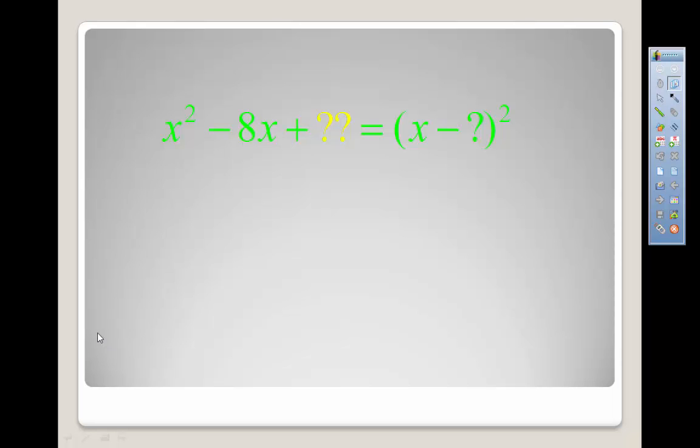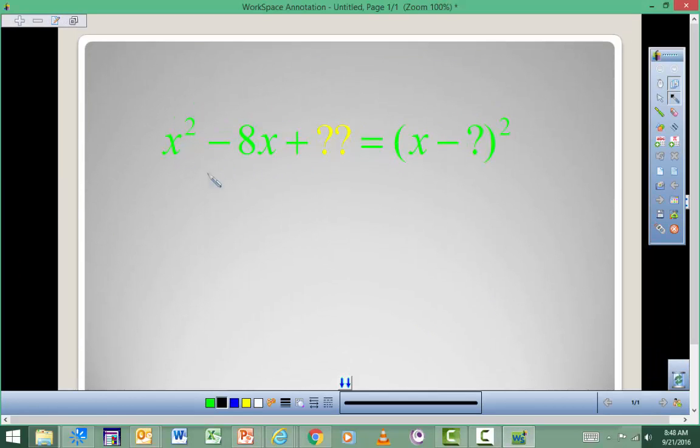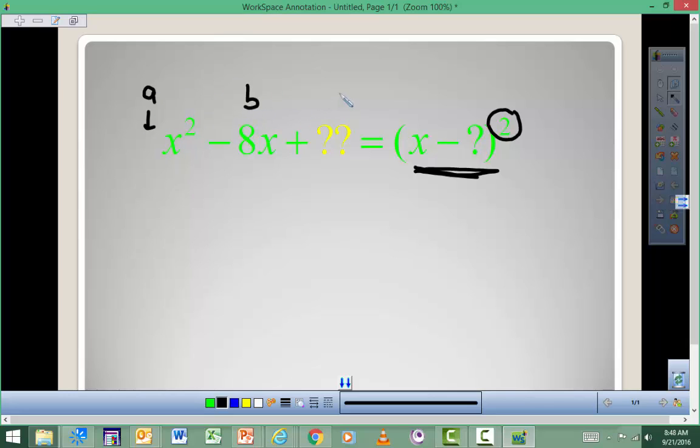Everybody see that? So completing the square means a number is missing. There's a number that's missing in the trinomial that makes this a perfect square. You see, by perfect square we mean that the exponent is a 2 up here. Okay, so there's a number that's missing. And so we have the A term, we have the B term, but the C is missing. Okay, so to complete the square we need to figure out what this C is.